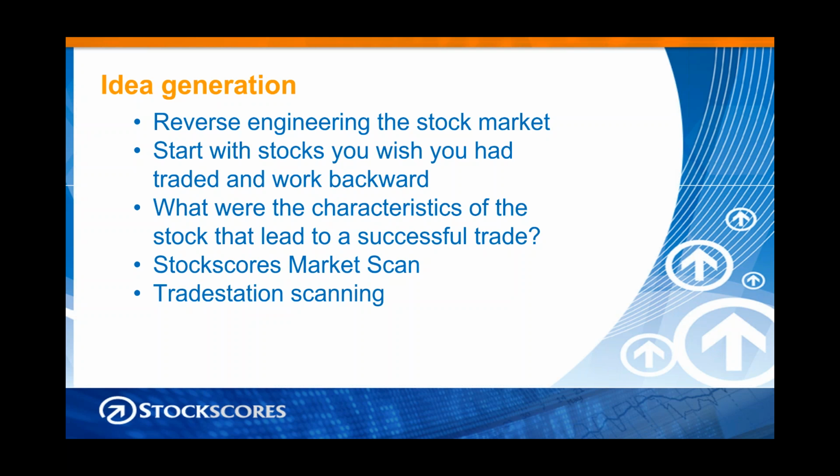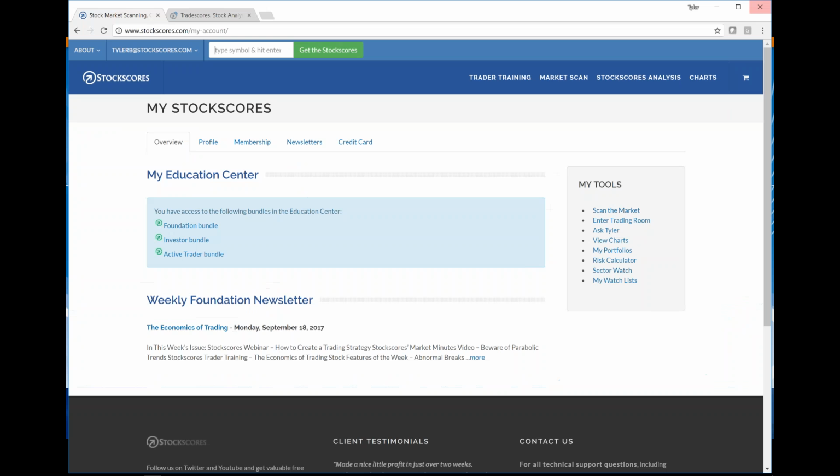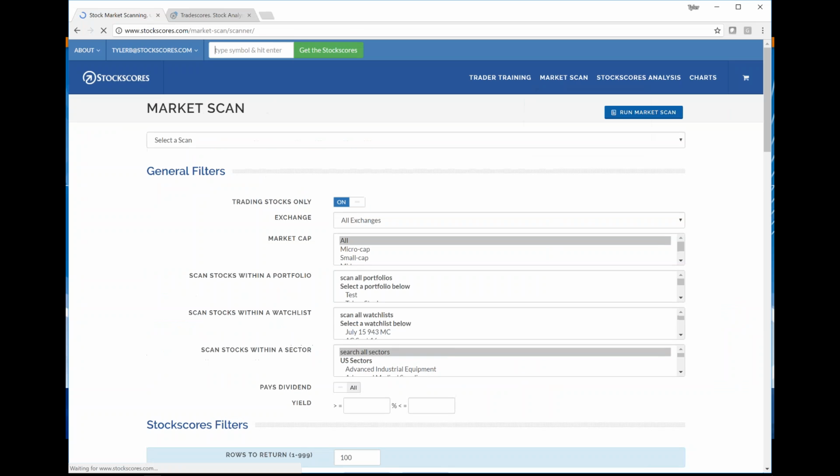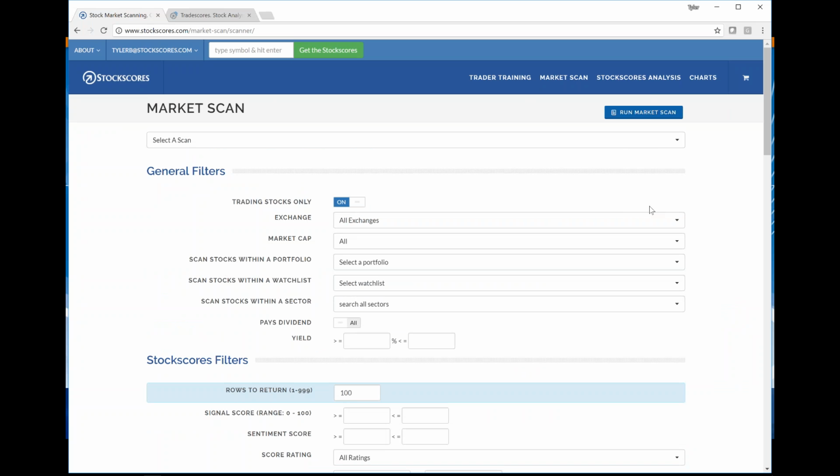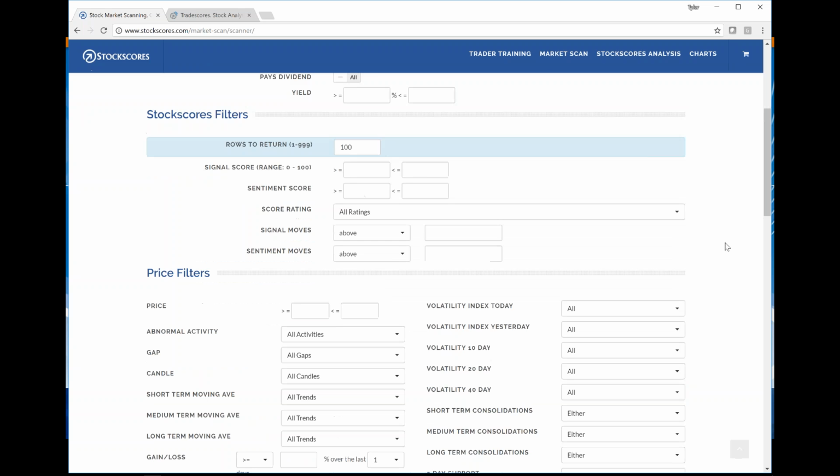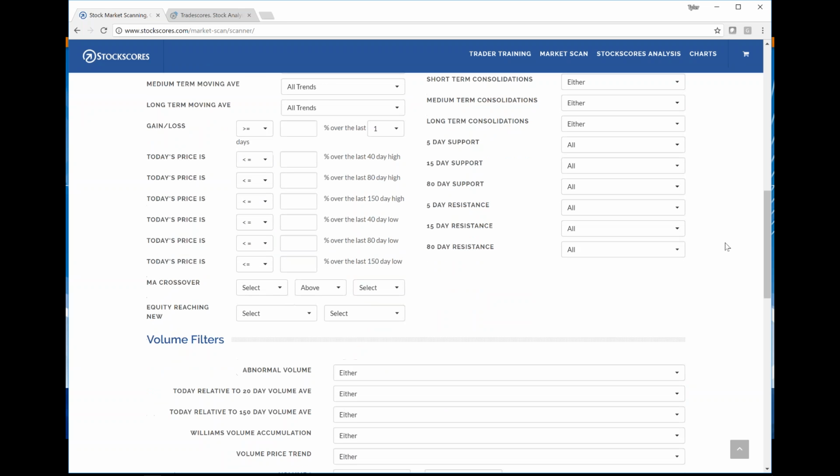And I'll show you that market scan. I'll show it to you right now. So let's jump over to the Stockscores website, go to the market scan tool. Now, what you're seeing here is a few generations on. Obviously, when we built this in 2000, it was probably simpler, although not a whole lot different.